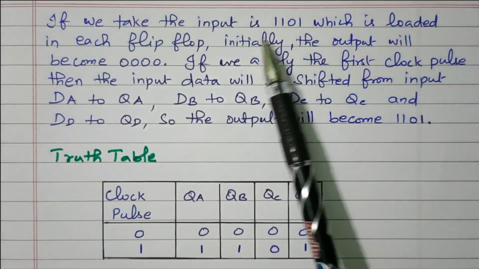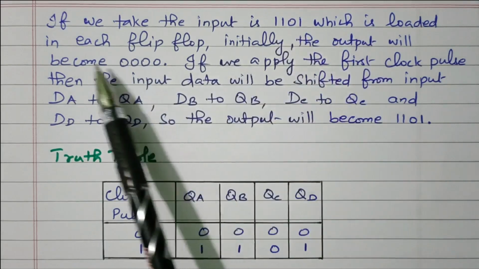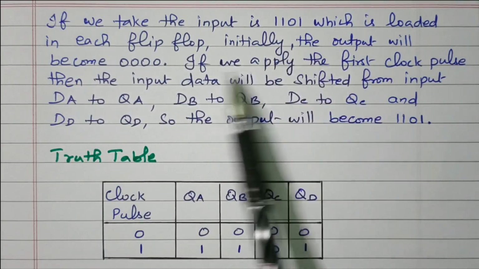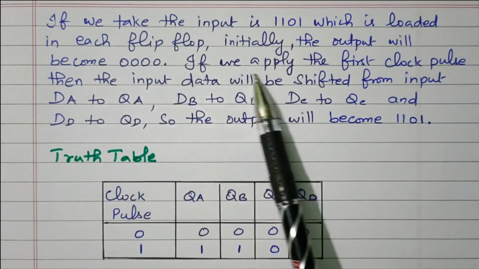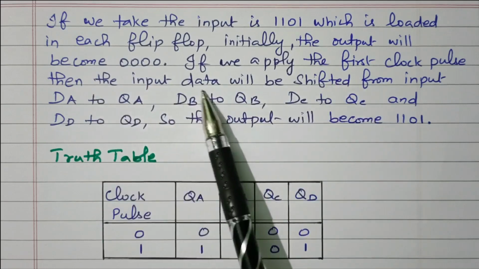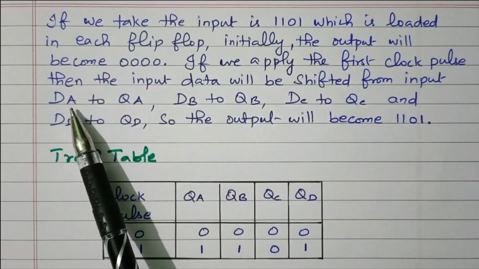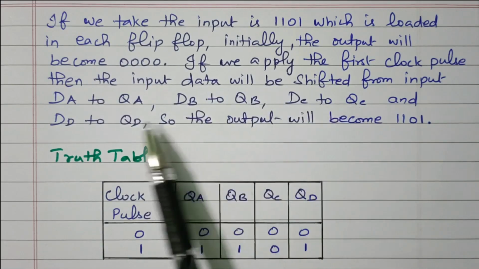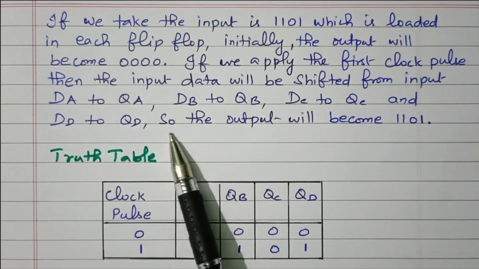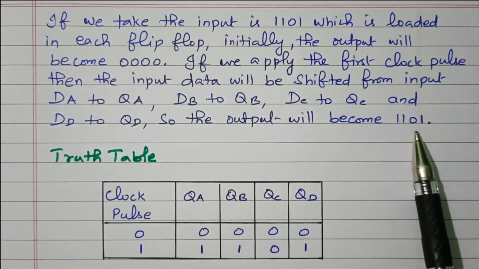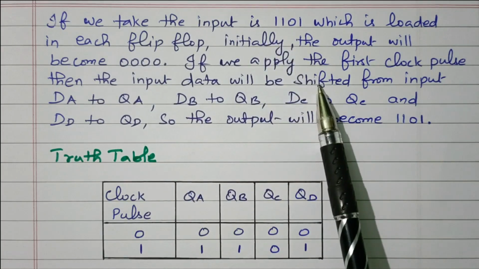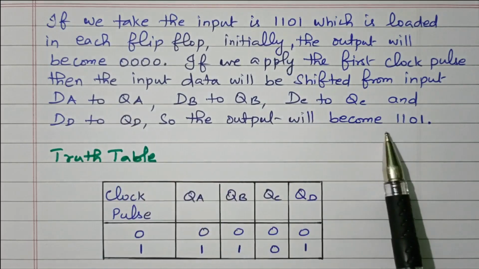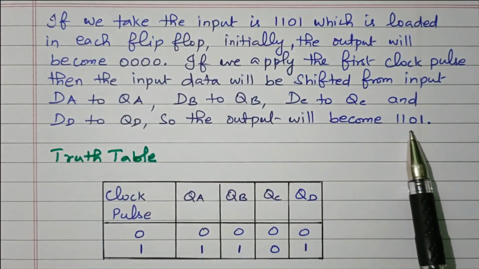If we take the input as 1101, which is loaded in each flip-flop, initially the output will be 0. If you apply the first clock pulse, then the data will be shifted from input DA to QA, DB to QB, DC to QC, and DD to QD, so that the output will be 1101. After the first clock pulse, the input will be available at the output, so we will get 1101 as the output.